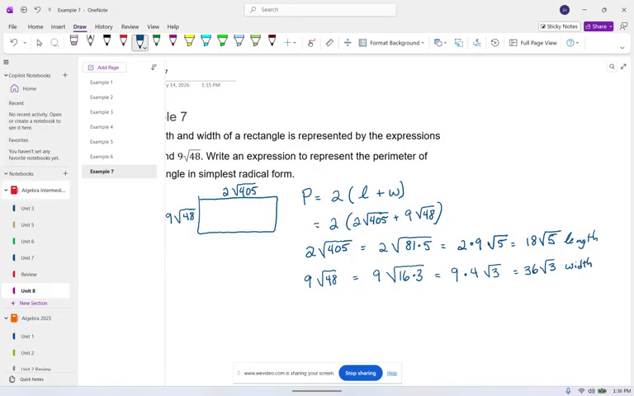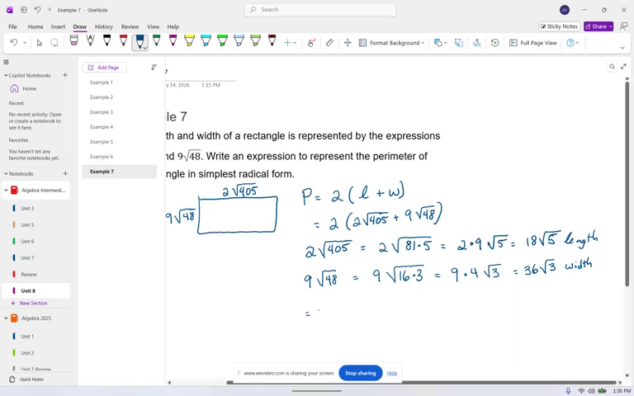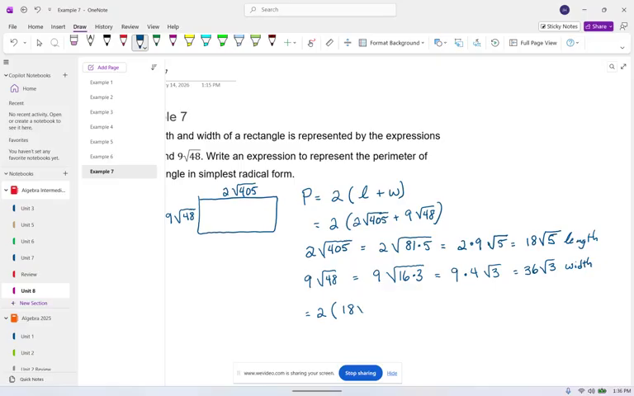Now I would love this to work out where they were both square roots of 5 or square roots of 3, but that's not the case. So I'm just going to come back up to my original 2 times 18 square root of 5 plus 36 square root of 3, and just multiply these by 2. So 2 times 18 is 36, 36 square root of 5, and plus 36 times 2 is 72 square root of 3, and that is going to be our final perimeter.